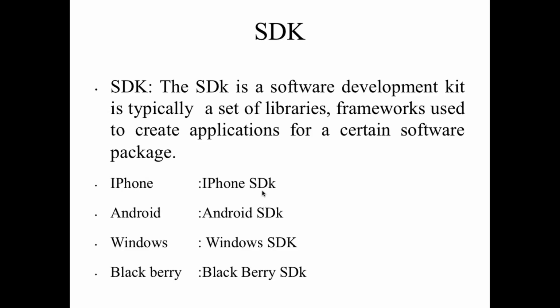So for iPhone or iOS, we have an iPhone SDK or iOS SDK. For Android, we have Android SDK. For Windows, Windows SDK. BlackBerry, BlackBerry SDK. These are the software development kits. All these SDKs are provided by the IDE, which is called Xcode. We need not download these SDKs separately. If you install Xcode, automatically the latest SDK will come along with Xcode.